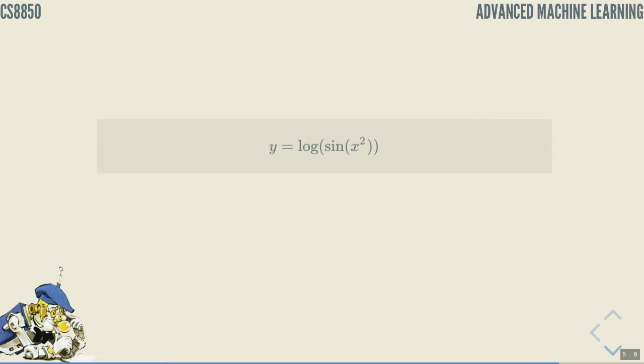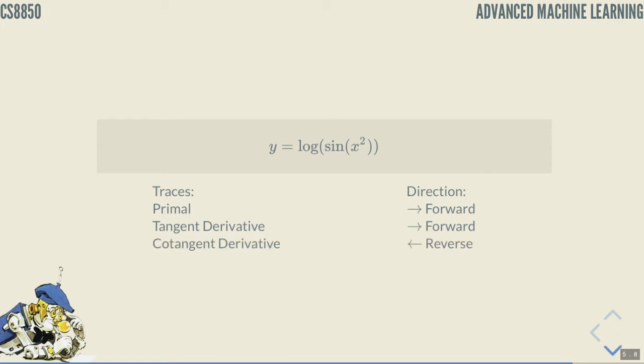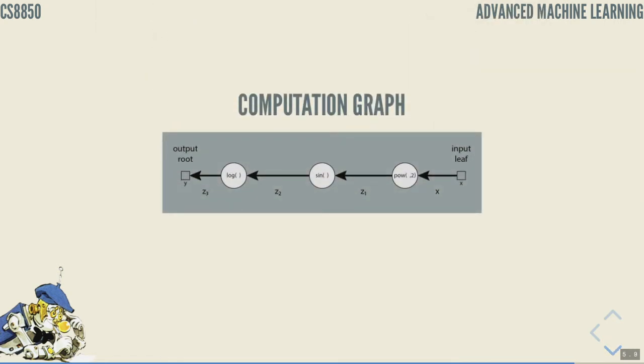So here we go. Let's take an example, a different function than before. The function is slightly more complicated: y equals log of sine of x squared. So we'll need two traces. The primal trace is in the forward direction, from x to y, and then the tangent derivative can be computed in the forward direction. Tangent derivative, our directional derivative, we just discussed in another previous episode, is forward mode AD. Cotangent derivative is the reverse mode AD. It's what we are discussing now, slightly differently organized.